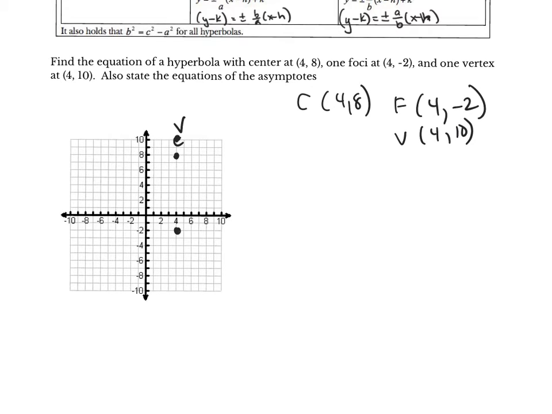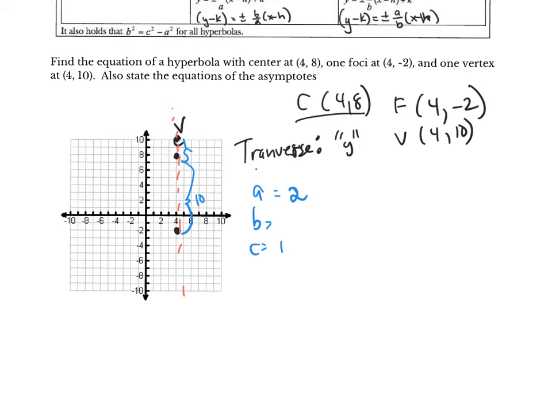So what I noticed right away is I know my center is 4, 8, and my transverse axis is going to be y. It's not technically going to be y, because remember, really this axis is my transverse axis, the x equals 4, but that's going to mean in our equation that y will come first. Now, as far as a, b, and c, I know what those are, because a is how far from the center to the vertex, and that's just going to be 2. And then the center to the foci is going to be 10, because we're going from 8 to negative 2. So that's going to be 10.